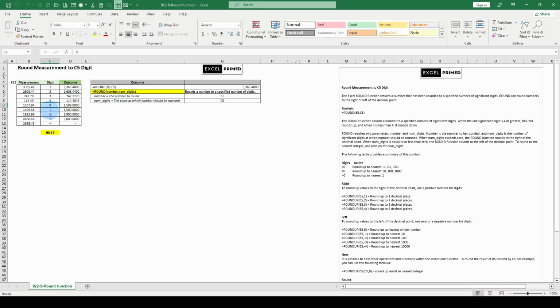Now let's go down. 1449 should be 1500. 1892 is going to round up to 2. And then 46360 is going to round up to 5. Hit F9. And if we can get a large enough number, 64312, we have to round up to 4. You understand what I mean? 3 digits. And we're rounding down.